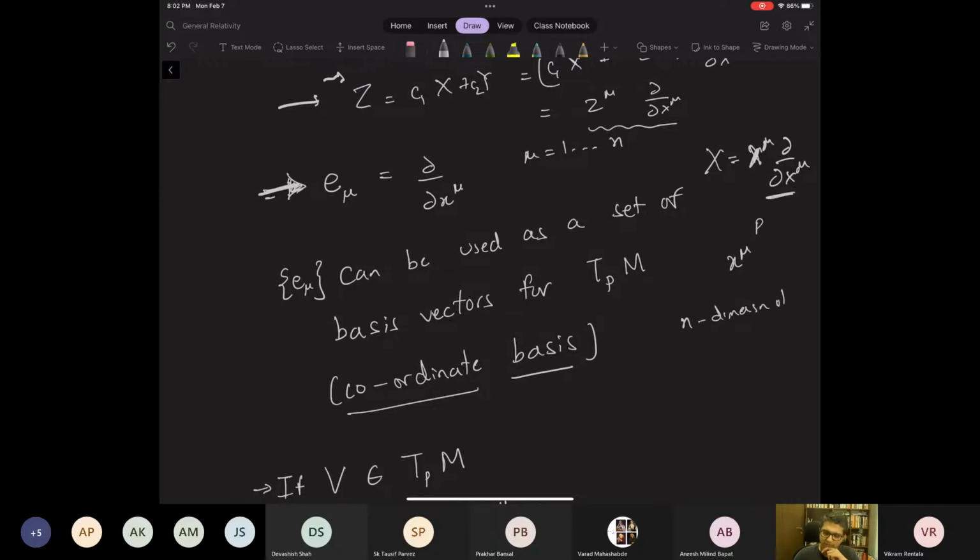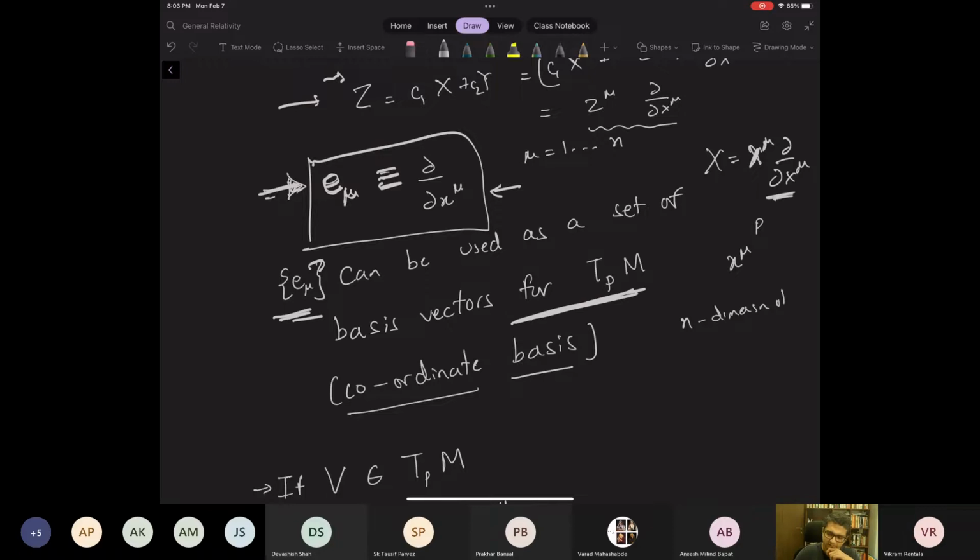Okay, and each of these partial x mu's are independent. So we can define our basis vectors as this operation, as the derivative along the x mu direction. We can define those as our basis vectors, and this is a definition of what we mean by the basis vector. And now these basis vectors can be used as a vector basis for TpM.